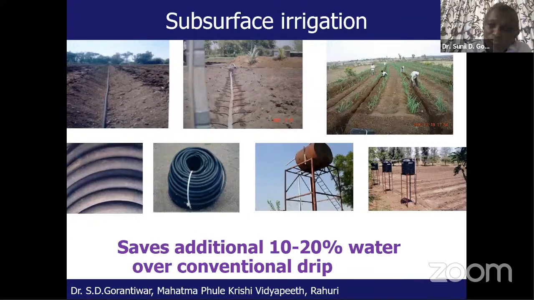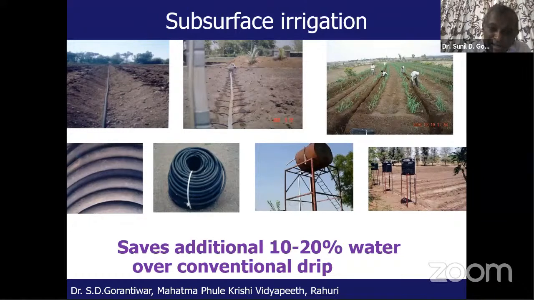So the porous pipe, which I have shown here, is one such subsurface irrigation method. These are pipes of around 20 to 25 millimeter diameter. These are porous pipes, mounted some 20 to 30 centimeter beneath the root zone.